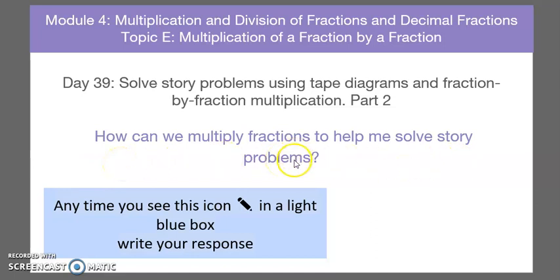solve story problems. In this lesson, we're going to be looking at multiplying fractions by whole numbers, and we're going to see that in math story problems. So what I'm going to do is provide an example of how we can use and support students when we're teaching it to them.